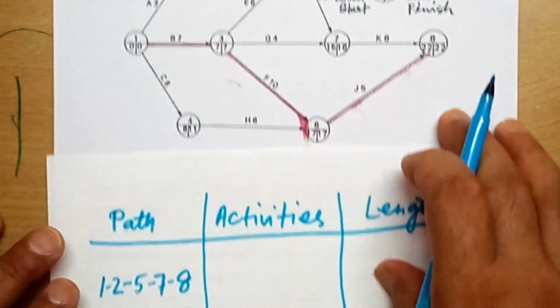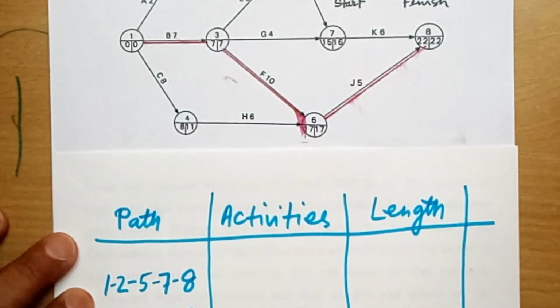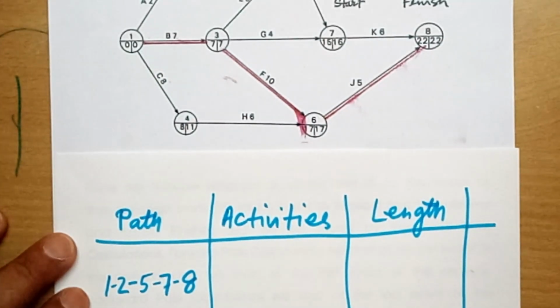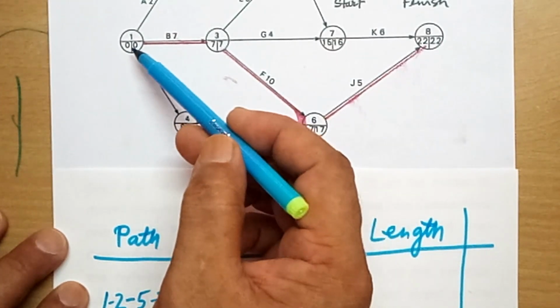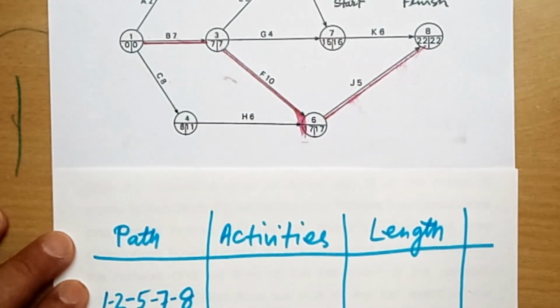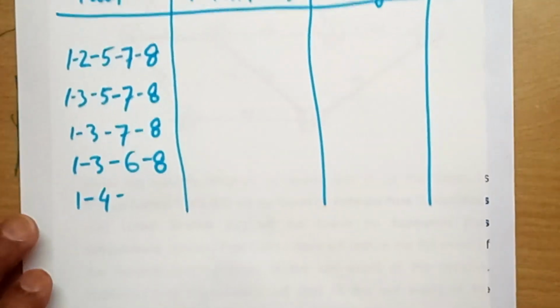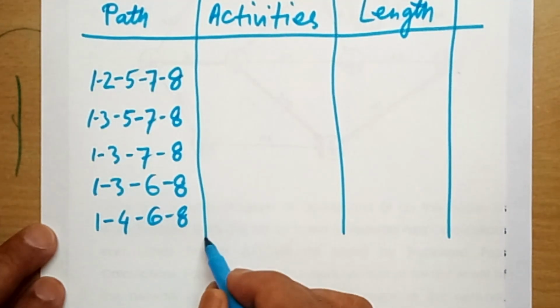And then the next one will be what? Obviously the next one will be 1, 3, 6, 8. And the last one, the remaining path, is 1, 4, 6, 8. Right?